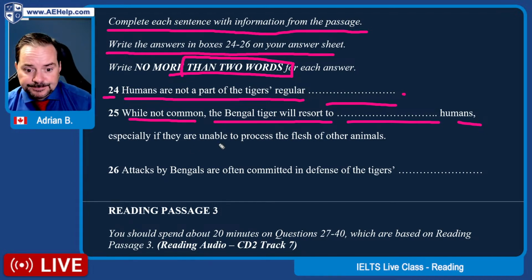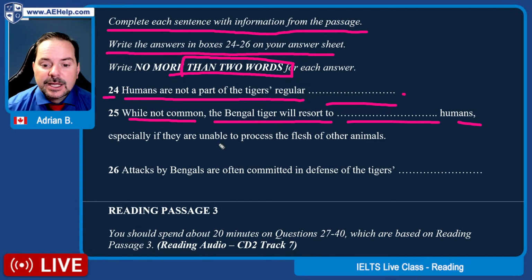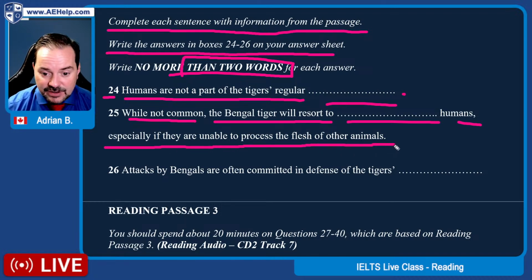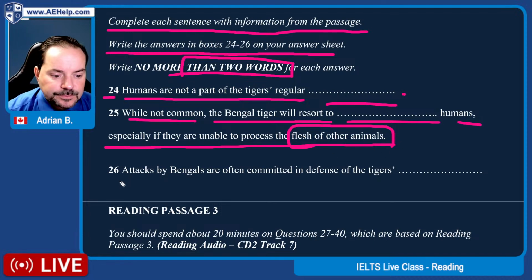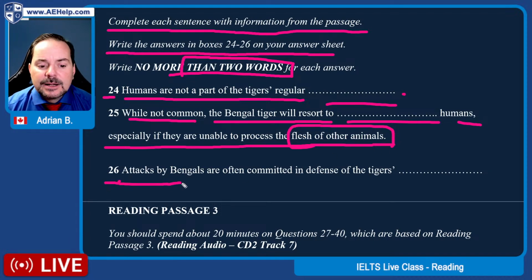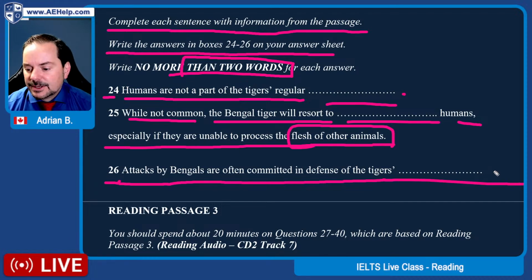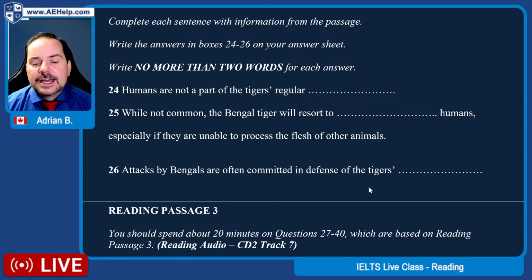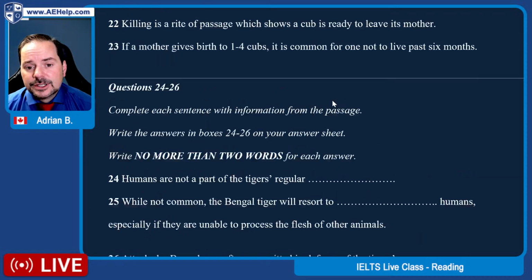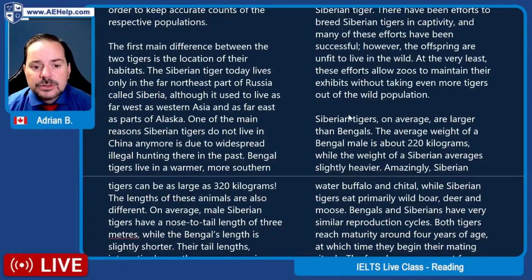attacking, hurting, licking, I don't know. Especially if they are unable to process the flesh of other animals. Ooh, might be something with eating. 26. Attacks by Bengals are often committed in defense of the tiger's something. All right. Okay. Now you can start to kind of get some ideas of what the answers might be, but don't commit yourself to the answer until you read the passage. So let's do that now.